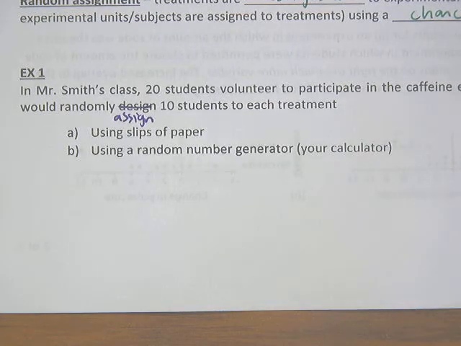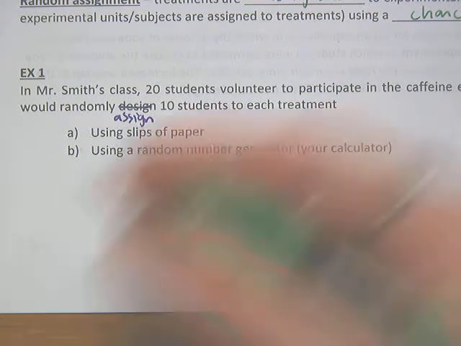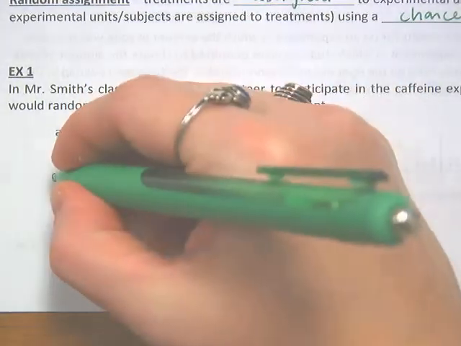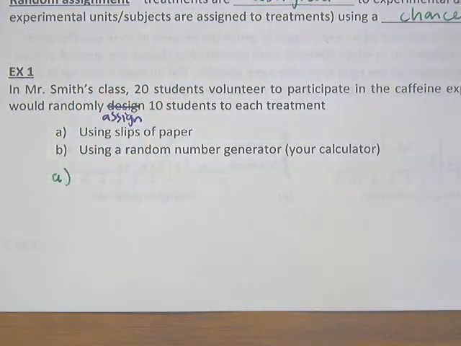Part A says, how would you randomly assign 10 students to each group using slips of paper? That seems totally weird, but you would just write everybody's name in the class, or these 20 people's names on slips of paper, and then the first 10 that you draw out go in one group, and the 10 that are left go in the other group, okay? That's how you can give your answer on your homework when it says to describe it using slips of paper.